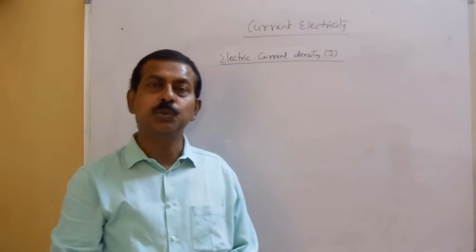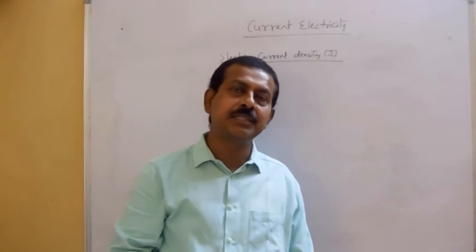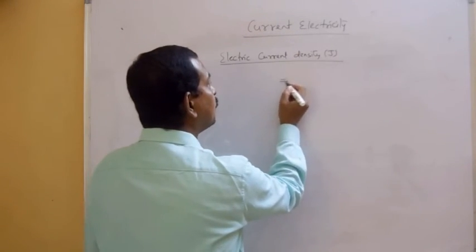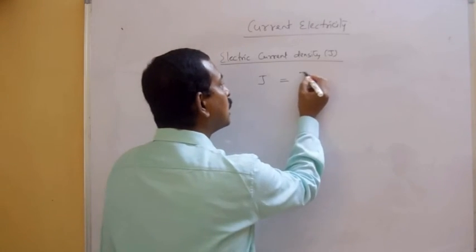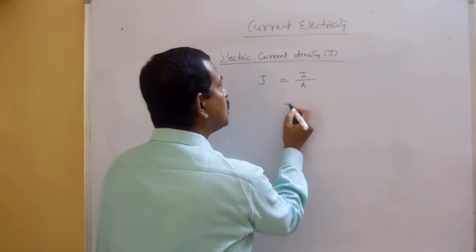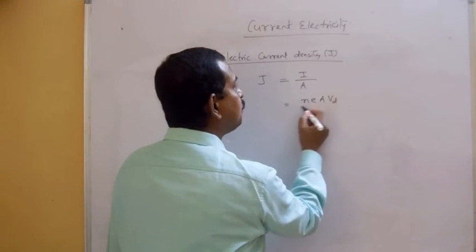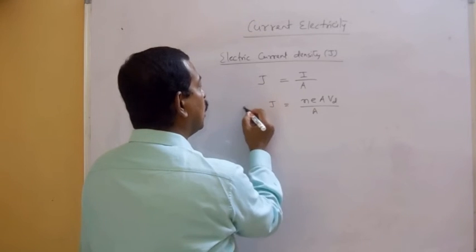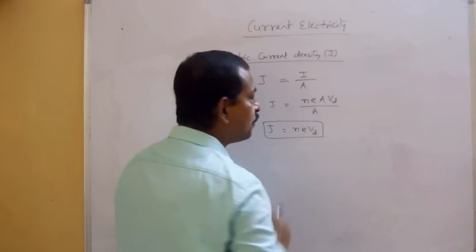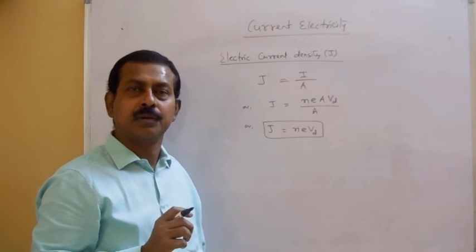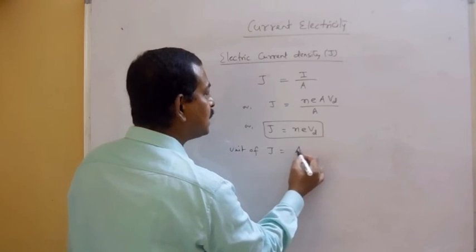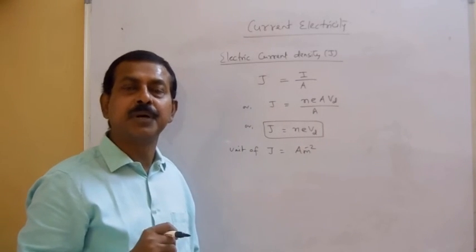Another term which we use is the electric current density. Electric current density is the electric current flowing per unit area of cross section. So if I represent electric current density by J, it will be electric current per unit area of cross section. Now the expression for electric current we have just derived is n e A v_d. So J will be equal to n e v_d. So this is the expression for electric current density, which is the electric current per unit area of cross section. And as it is the current per unit area, its unit will be ampere per meter square.